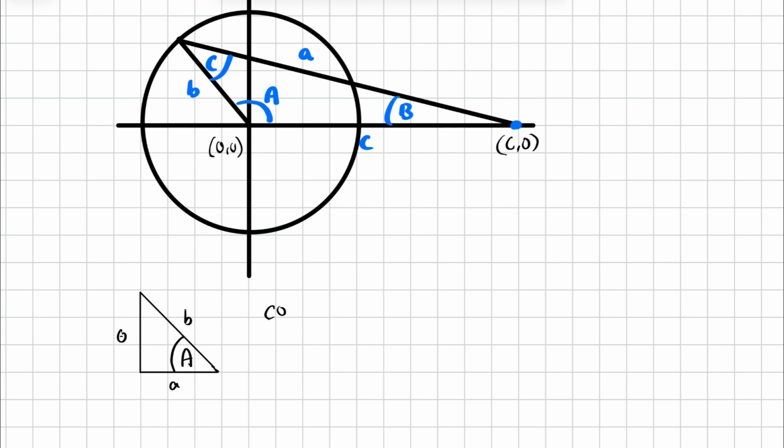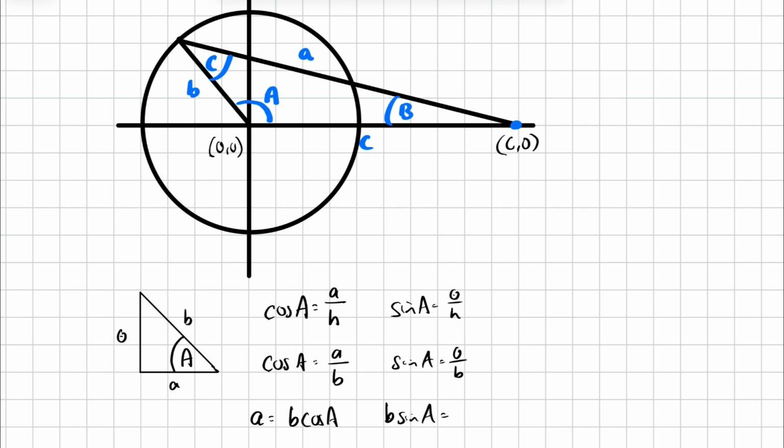Then I can say cos A equals the adjacent over the hypotenuse, which is b. So the adjacent here is b cosine A, where that little a stands for adjacent. Similar idea for the other one: sine A equals opposite over hypotenuse, which is opposite over b. So b sine A is equal to the opposite. So this coordinate up here becomes (b cos A, b sine A).